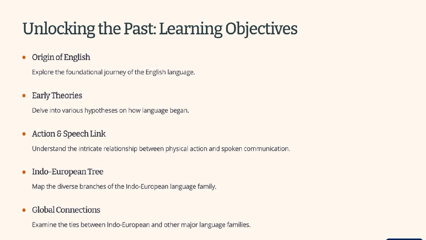So before going to the lesson, we just have objectives from this lesson, what you're going to learn. The origin of language, you will explore the foundational journey of the language. Then comes the early theories, and you will understand relationship between physical action and spoken communication. Indo-European tree, where you will learn about Indo-European language family. So these are the objectives of the lesson.